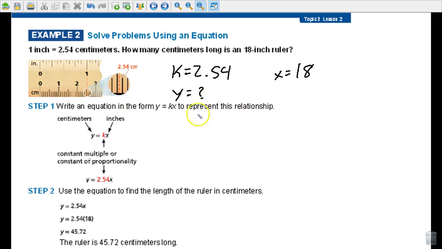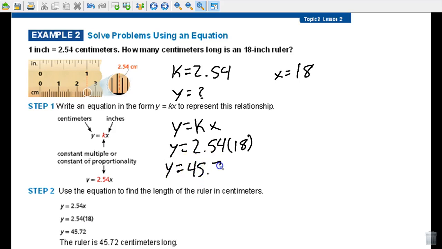But good thing we know the equation would be Y equals KX. So let's fill that out. Y equals 2.54 times 18. And then, like they say down here, it's going to be Y, it's going to be 45.72 centimeters.